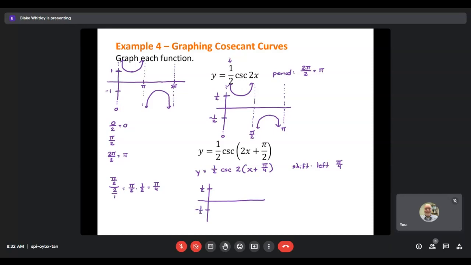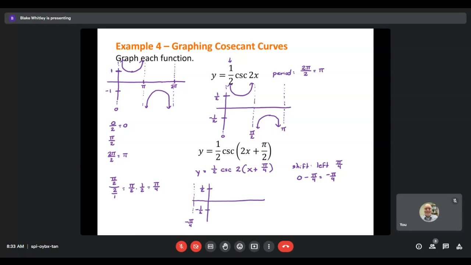So now we just need to figure out where those new asymptotes are going to be. Well, I'm going to take the asymptotes from our top graph and shift them to the left by pi over 4. So I'm taking my 0, I'm going to move it left pi over 4, so I'm subtracting. So my first one's going to be at -pi over 4. So we're going to have an asymptote over here, -pi over 4.